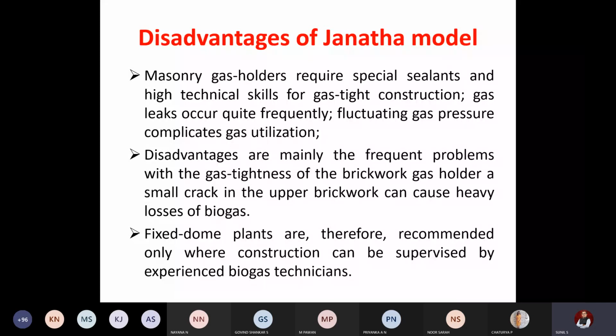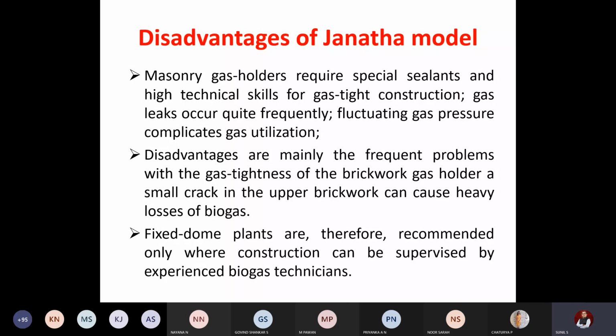Masonry gas holders require special sealants. This is the most tough task. Why? Because if it is a metal tank, it is easy to seal, easy to construct, I mean easy to attach levers, pipelines, etc. Just I'll give you an example. If it is an LPG gas cylinder, it is easy to handle because high grade metal it is made of and completely sealed. If it is built of masonry structure in your house, and if it has to be refilled from time to time, it will be a tough task because leakage will be a very big problem.